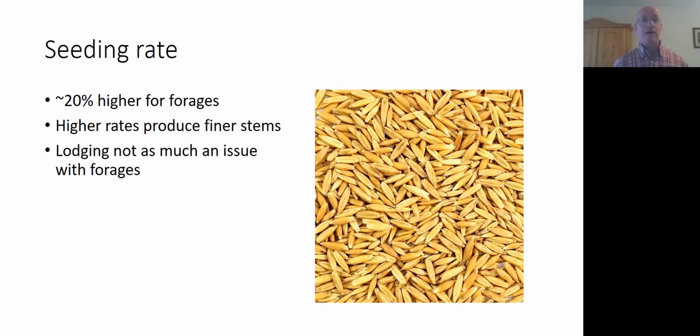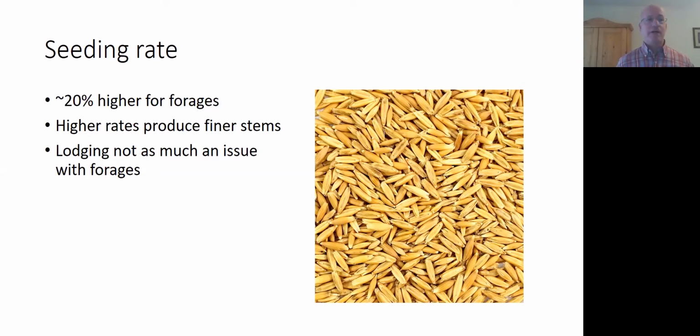And so, for example, for wheat and for grain, an optimum seeding rate might be 120 pounds per acre. And then for forage, it might be more like 150. And one of the reasons why seeding rate can be higher in forages is that higher rates produce finer stems, which is desirable. The other thing is, which I'll say again and again, lodging is not as much of an issue with forages as it is with grain.